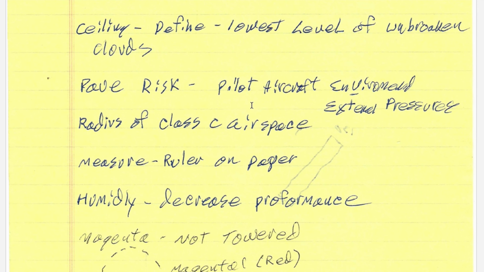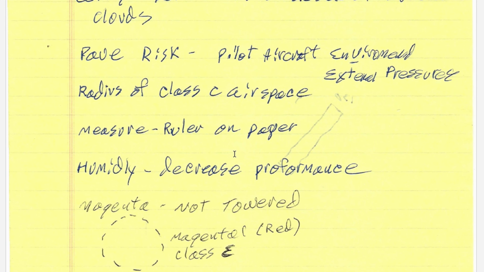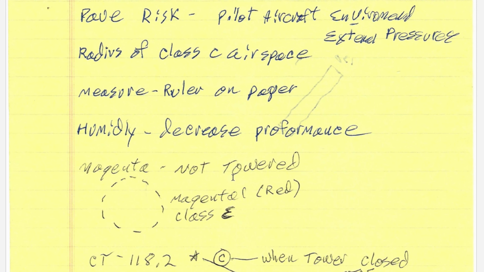Measure. The first thing you need to do when you go in to take your test is go to the legend and find the distance scale. Then on your piece of paper, they're going to give you a pencil, a piece of paper, a calculator, and the test booklet. You want to make your own little scale on the piece of paper. Humidity decreases performance. Magenta is not a towered airport.